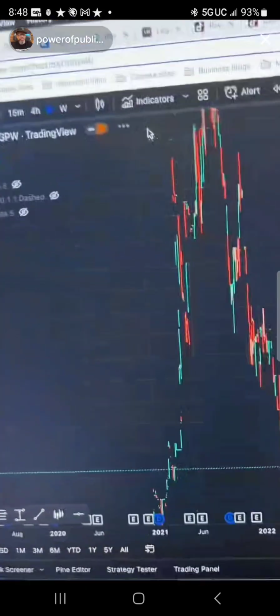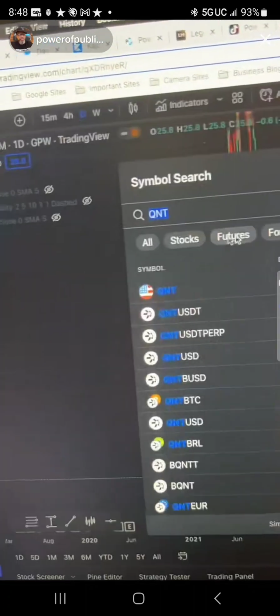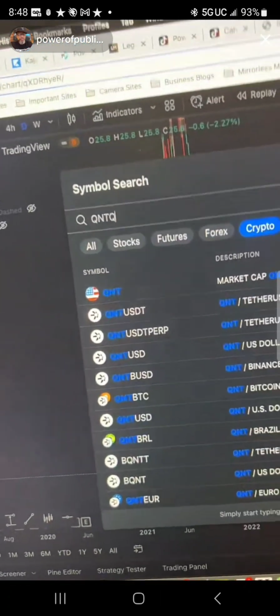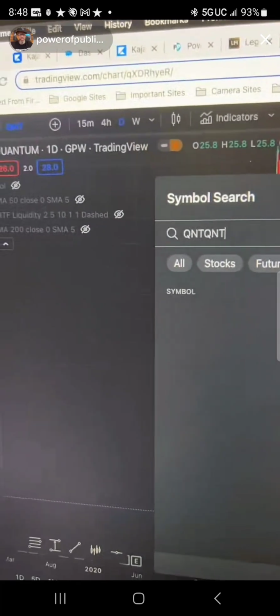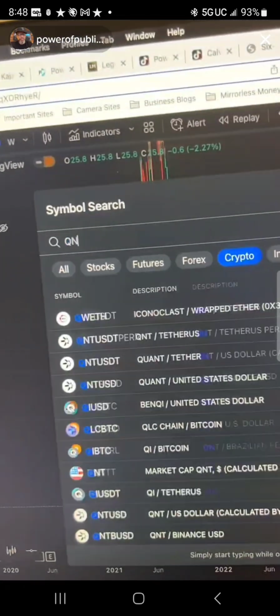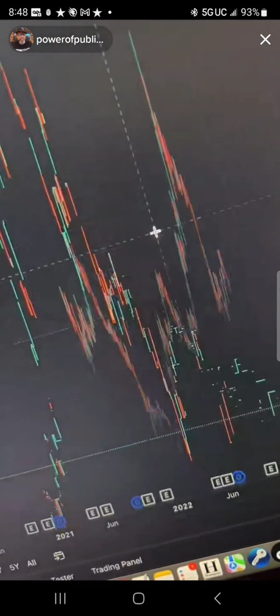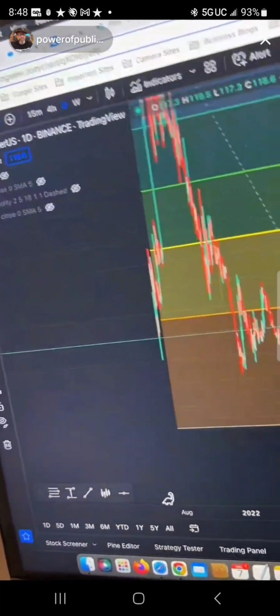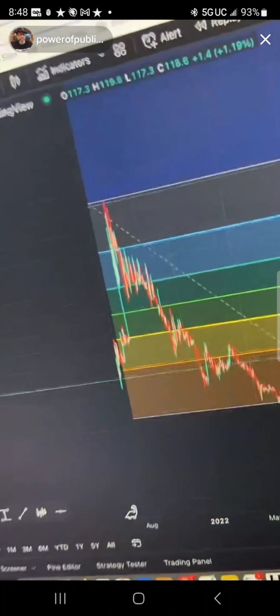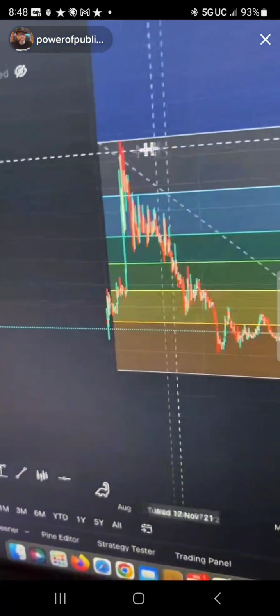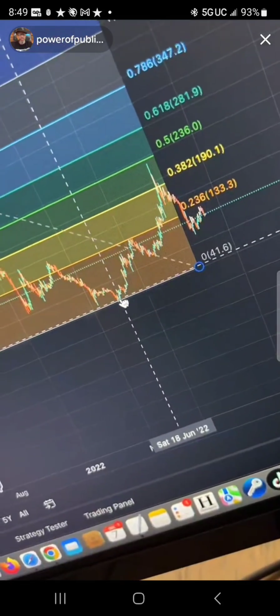QNT is what we're looking at. Let me pull it up. QNT, which is Quant. And there it is right there. Boom. I already have a fib drawn up for it. There's your all-time high right there. And here's your swing low inside of this bear market. So I have a proper Fibonacci drawn up.